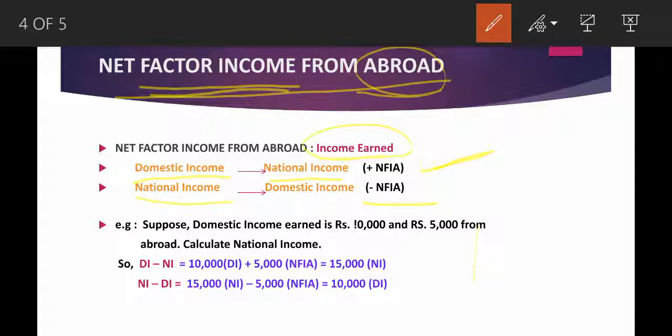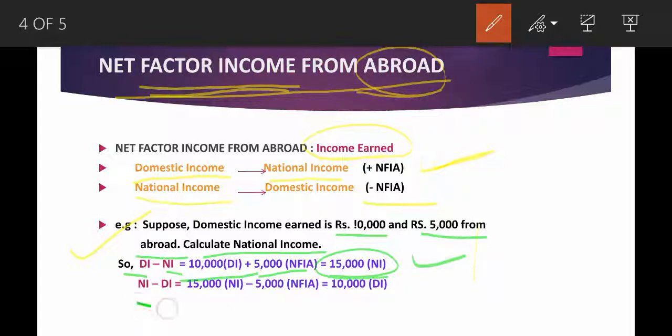Okay, so let's understand this topic very clearly with the help of the example given below. It says suppose domestic income earned is rupees 10,000 and 5,000 rupees you have earned from abroad. Now you have to calculate your national income. I have NFIA, net factor income from abroad. So here it says DI to NI. Domestic income is 10,000 rupees plus 5,000 rupees, you will receive 15,000 as your national income.